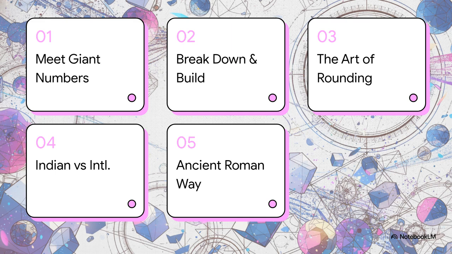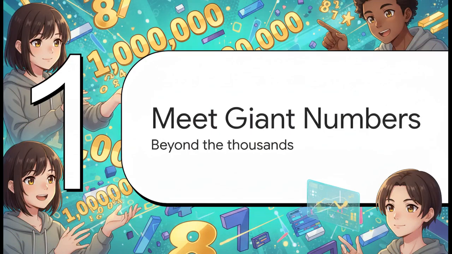Here's our quick roadmap for today. First up, we'll meet the giant numbers. Second, breaking down and building up. Third, the art of rounding off. Fourth, Indian versus international systems. And finally, number 5, the ancient Roman way.